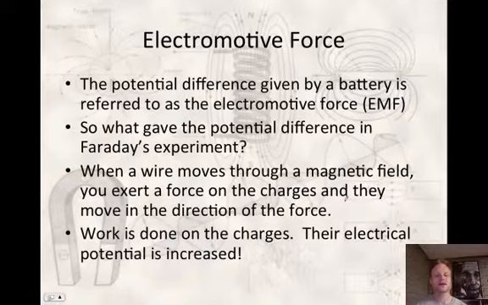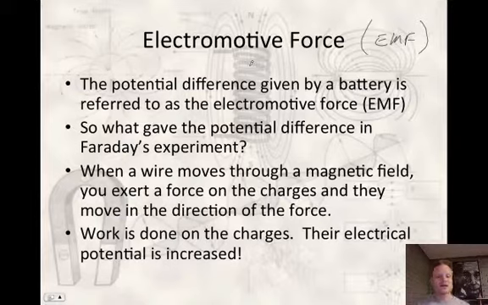There's this thing called the electromotive force, sometimes abbreviated EMF, and the electromotive force is basically a potential difference given by a battery. So the potential difference, also known as the voltage, is the same thing as an EMF. You may say to yourself, well, in Faraday's experiment, what gave that potential difference? How does moving a magnet relative to a metal rod cause a potential difference to be created?